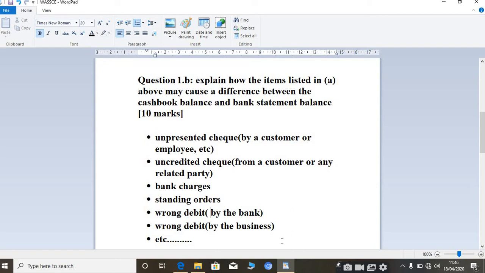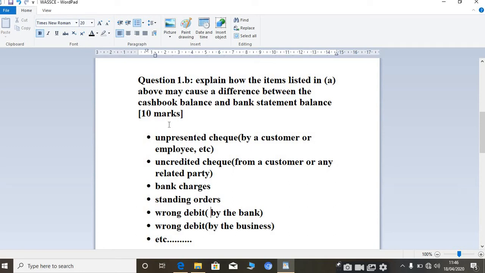the first item, the explanation that we can give as to how it affects or brings about differences between the two balances. Before you can do that, there are certain things that I want you to bear in mind. Don't forget that each point goes for 2 marks, okay? So you have to explain it, then you show how it brings about differences. So you have to first give explanation to the terminology or the keyword, which is the first one, unpresented check. Okay, so let's see how you can give explanation to that.